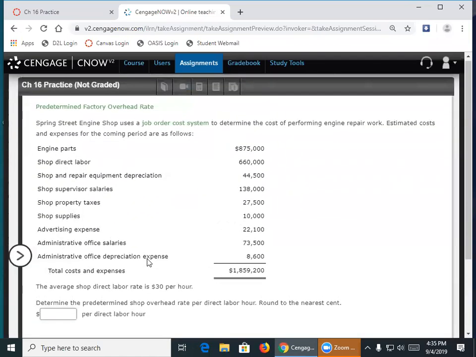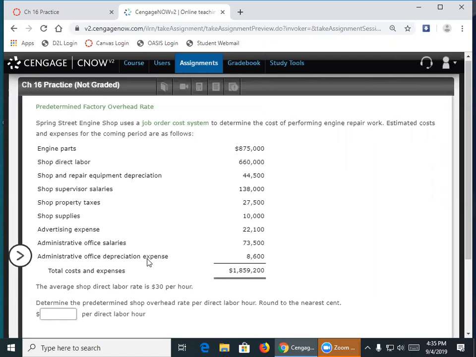So this next one, we're dealing with another predetermined overhead rate example because it is one of the big concepts in this chapter. On this one, though, they're not giving us the total overhead costs, and they're not just telling us your estimated overhead is this much and your direct labor hours are this many. So we have to delve a little deeper into it. It says Spring Street Engine Shop uses a job order cost system to determine the cost of engine repair work. Here's the estimated costs and expenses.